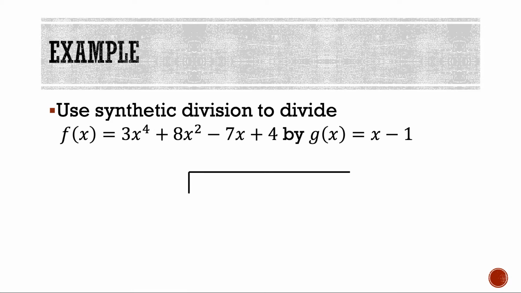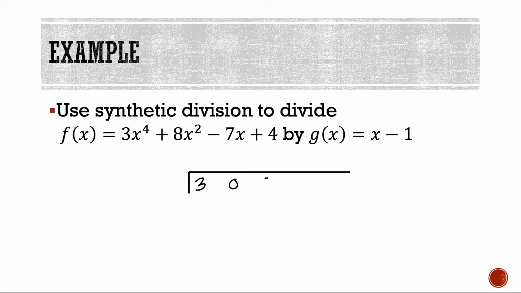So our first example says that we want to use synthetic division to divide f of x is equal to 3x to the fourth plus 8x squared minus 7x plus 4 by a g function, which is x minus 1. So what I'm going to do is begin by placing my f of x function underneath the division line. Now remember that we're only going to use the coefficients. So instead of writing 3x to the fourth, I'm just going to write the 3. Now, note that in our function f, we are missing an x to the third term. So I'm going to put a 0 in there to hold that place.